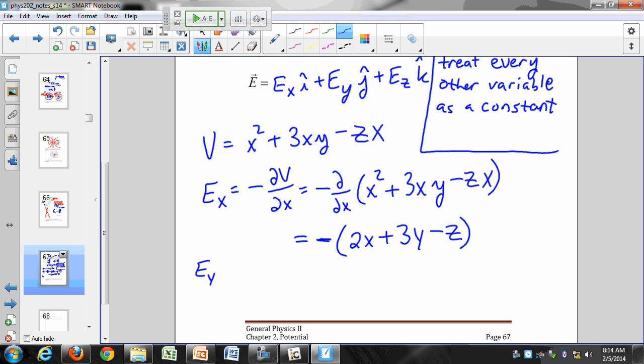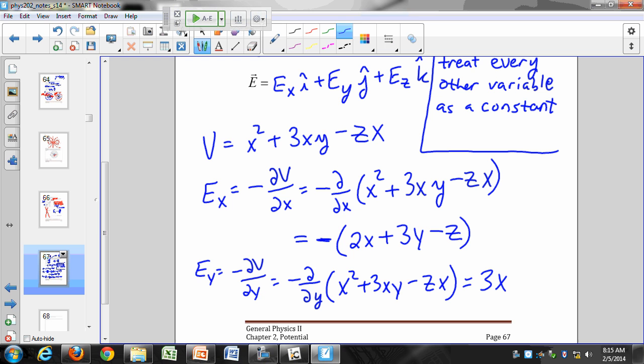Let's find Ey. What is that going to equal? What's the first term? How does it change with respect to y? It's 0, right? So the derivative of that is 0. It's like the derivative of 2 with respect to y would be 0, right? What's the derivative of the next term? 3x. Right, 3x. And the last term is 0. So my derivative here is just going to be negative 3x. Remember that negative comes from right here, from the definition.